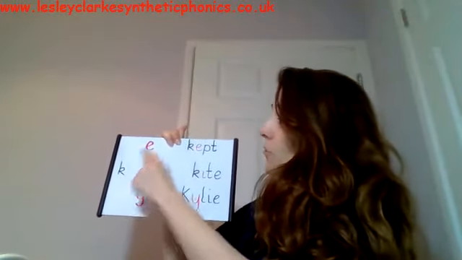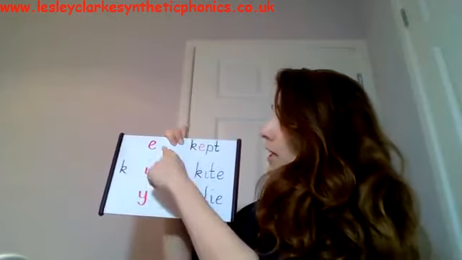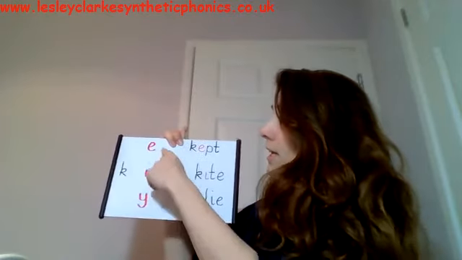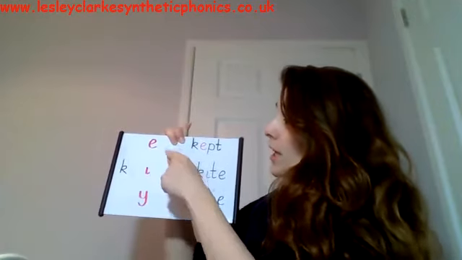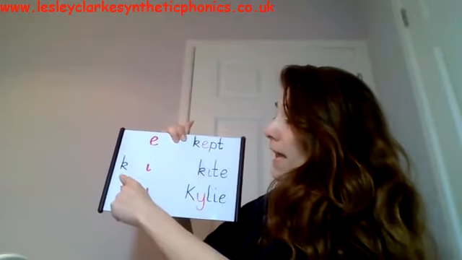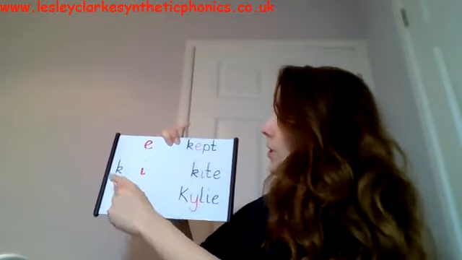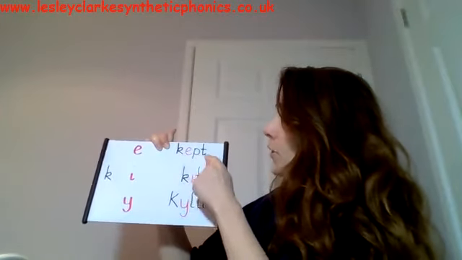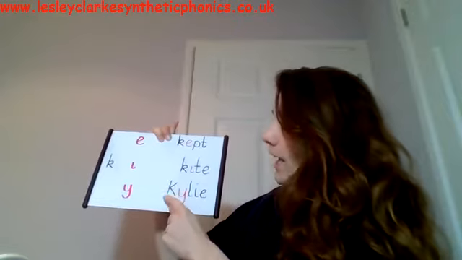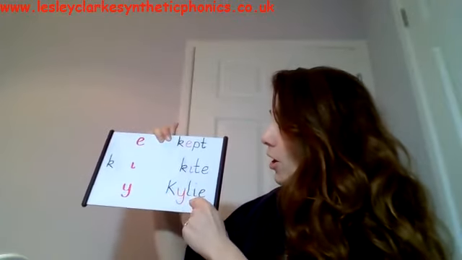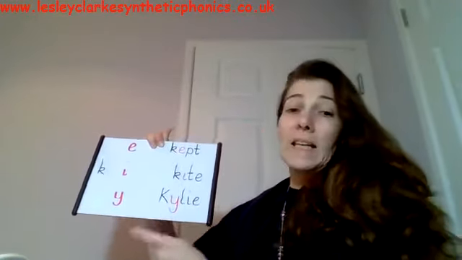K says K before E-I-Y, E-I-Y, E-I-Y. K says K before E-I-Y, K says K. So we have K-ept, kept, K-ite, kite, and K-I-le, Kyle, E, Kylie.